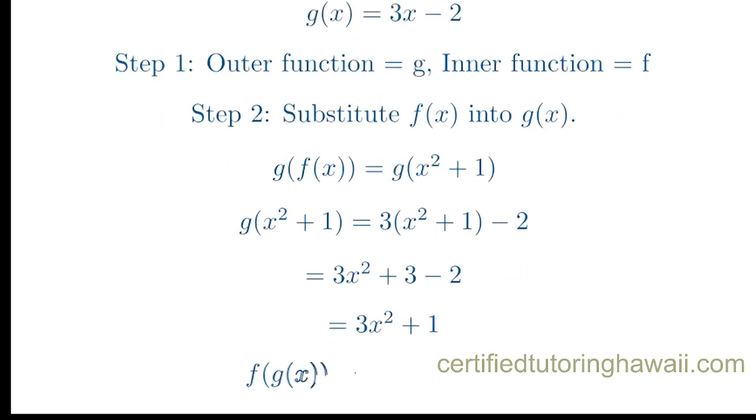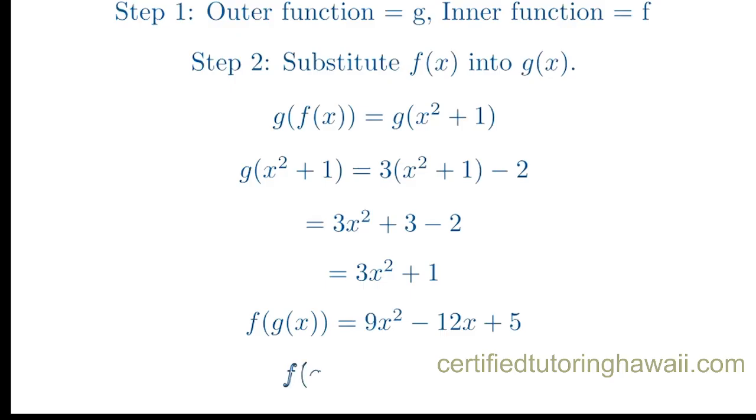This is clearly a different function than the one we found for f of g of x, which was 9x squared minus 12x plus 5. This confirms that composition is not commutative. The function you get depends entirely on the order in which you compose them.